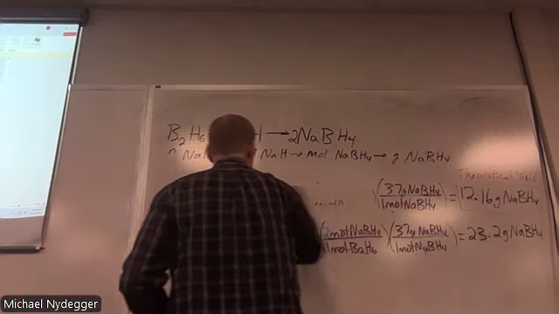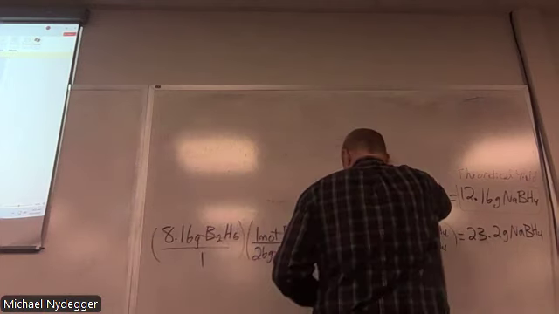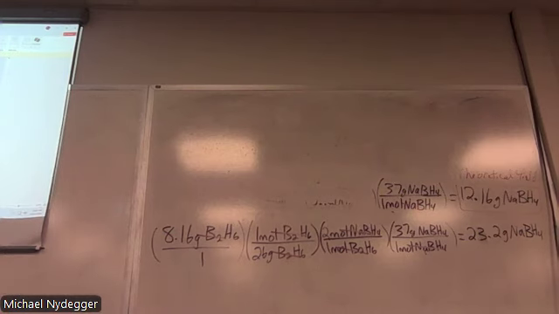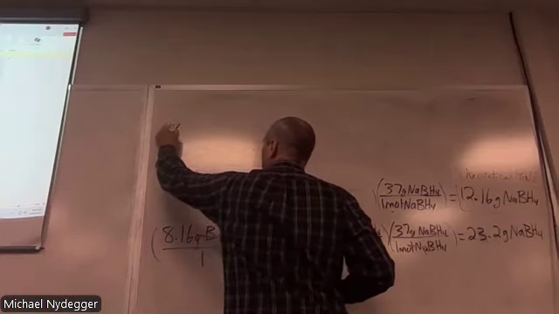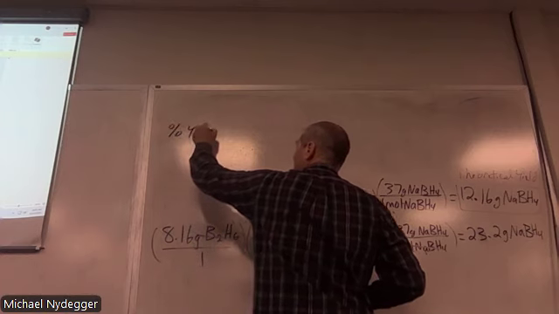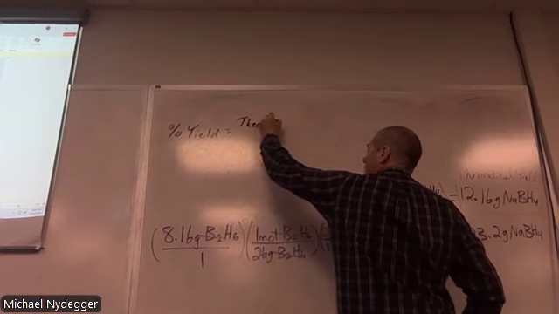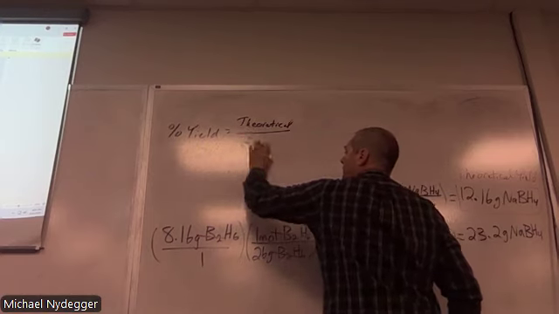Done with that. Now it says, if we assume 88.5% yield, how many grams of sodium borohydride can be prepared? So our percent yield, remember, is equal to the actual divided by the theoretical. Oh my goodness.